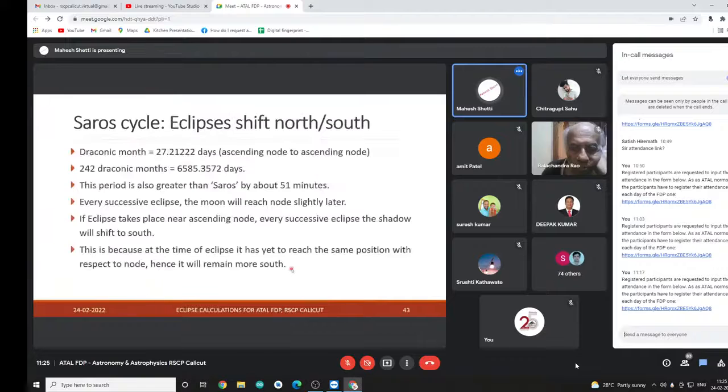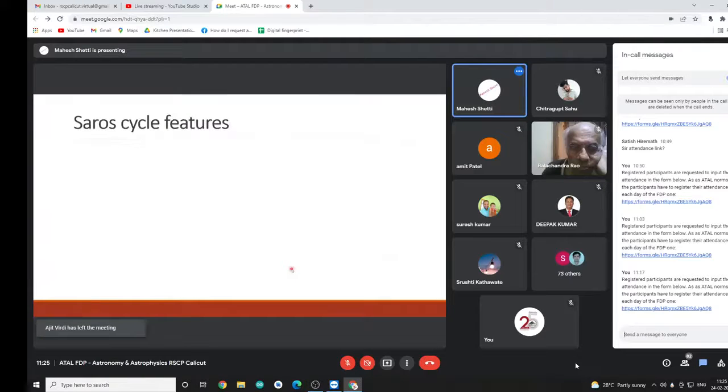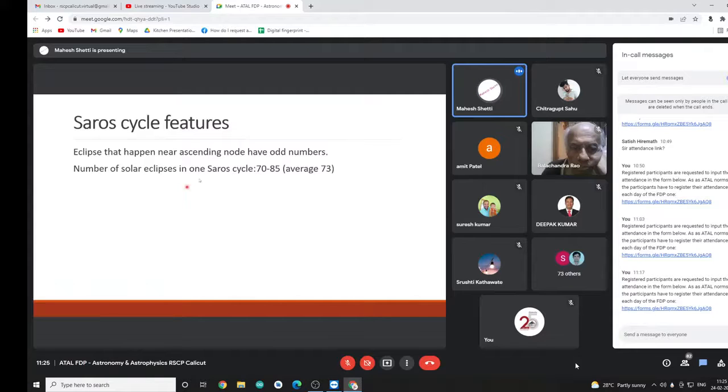Eclipse can happen near ascending node, and in the Saros cycle, whenever eclipses happen when the sun is near ascending node, the Saros number is odd. So Saros 136 implies that eclipse was happening near descending node. The number of solar eclipses in one Saros cycle are about 70 to 85. Okay, that means every 18 years the eclipse is going to take place.